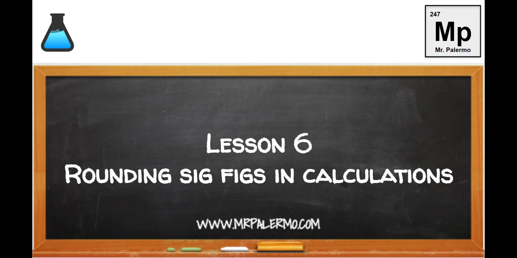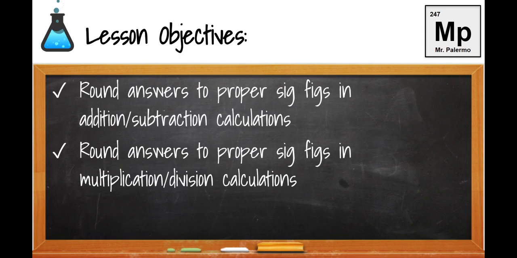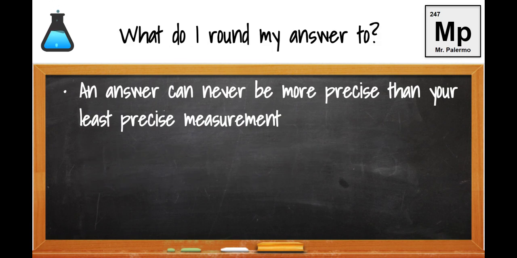Today's lesson, we're going to look more specifically at rounding significant figures in calculations. I also want to say that we can use both the terms significant figures and significant digits; they're used interchangeably. Our goals for today: can we round the answers to the proper sig figs in addition and subtraction? There are slightly different rules for multiplication and division. Let's look at some examples.